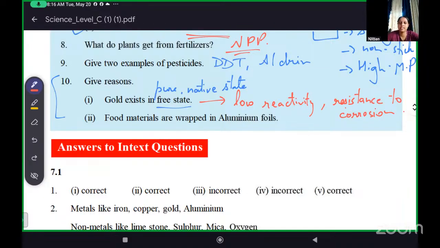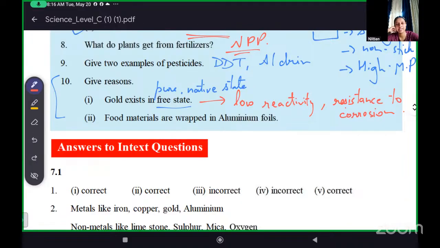Its resistance to corrosion. Because gold is highly resistant to oxidation and corrosion, it helps in maintaining its pure state. As a result, gold can be found in nature as nuggets, flakes, or veins in rocks, and it requires minimal processing, mining, to extract it. Understood? See, gold exists in a free state.